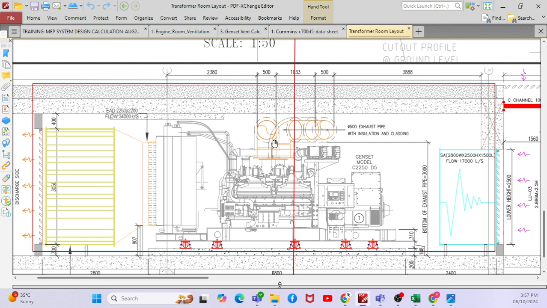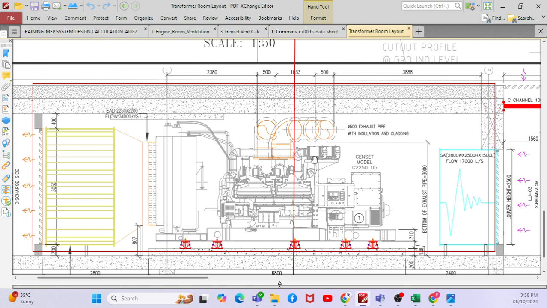The second one: when the generator runs, you need combustion. The generator consists of fuel, and the fuel has to burn. You know the fire triangle: oxygen, heat and fuel. Three things are required for the generator to burn. One is oxygen, another one is heat, another one is fuel. Three things are required.